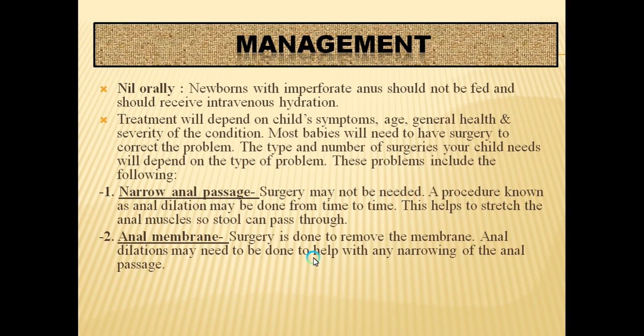Sometimes it is a combination of stenosis with covering of the membrane. So then the first step will be surgery to remove the membrane, and then you require anal dilatations with the anal dilator to manage the narrowing of the anal passage.